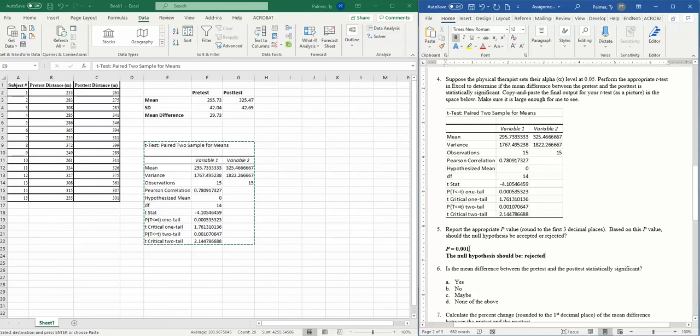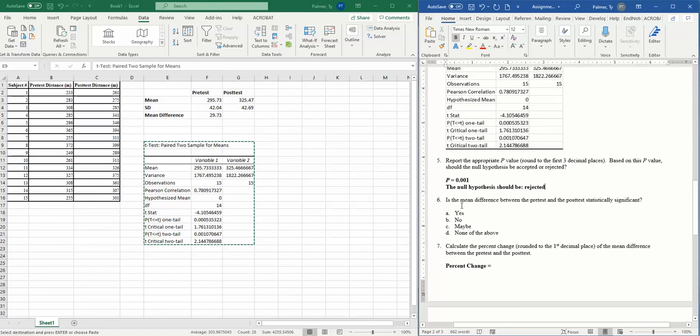Whatever your p-value is in relation to your alpha level, that's going to dictate what you're going to do with this null hypothesis. Should it be accepted? Should it be rejected? And in this example, because my p-value is less than my alpha level, I'm going to reject the null hypothesis.